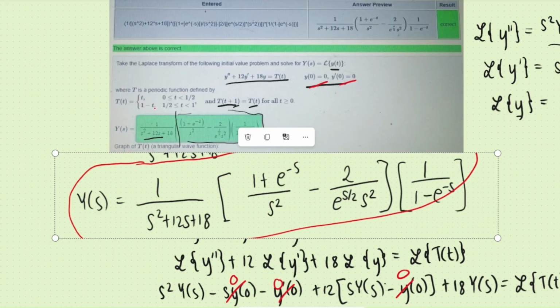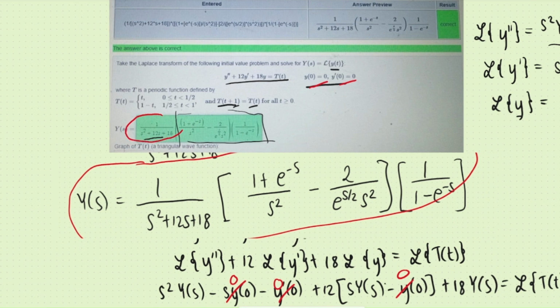So this one here is, see, 1 over s² plus 12s plus 18, correct? 1 plus e^(-s) over s² is correct. Minus 2 over e^(s/2) times s², correct? Times 1 over 1 minus e^(-s), which is correct. So that's our answer, and that's correct.